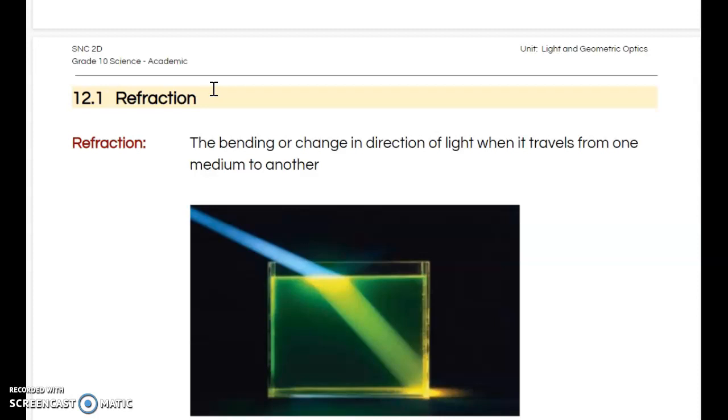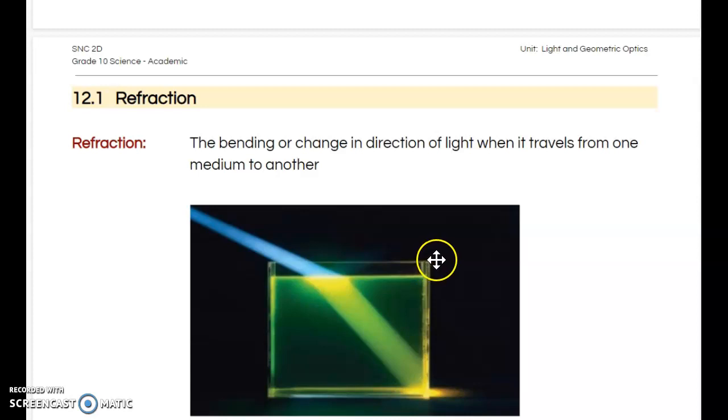But the first thing I really want to talk about is what exactly refraction is. Refraction is the bending or change in direction of light when it travels from one medium to another. So when light travels from, let's say, air, which is here, into a glass of water, it slows down and interacts with the waves of the light, and bends the light because it's slowing down. It actually slows down those wavelengths a little bit, causing the light to bend. And we see this in a number of different examples throughout our everyday life.